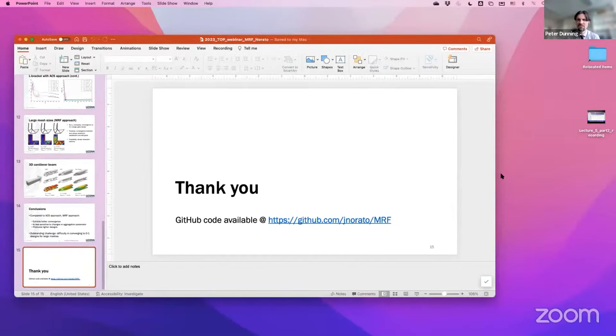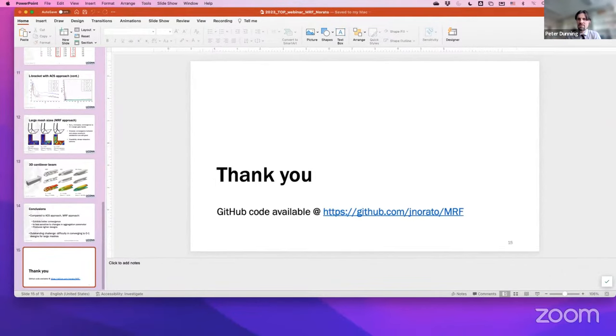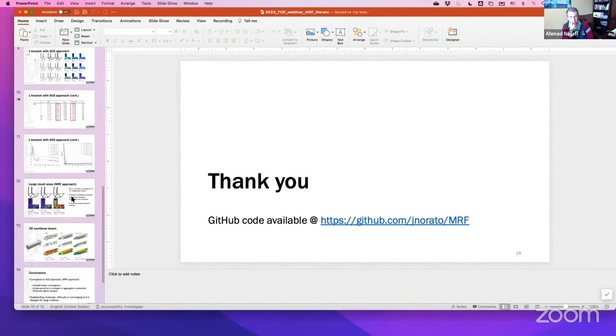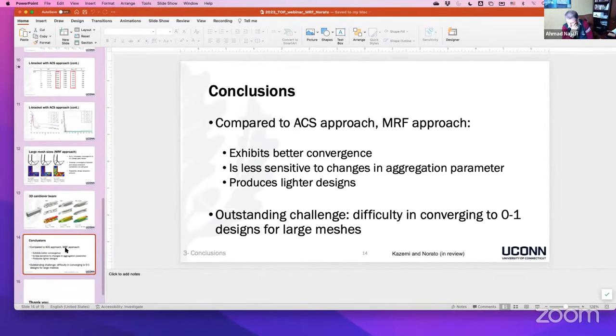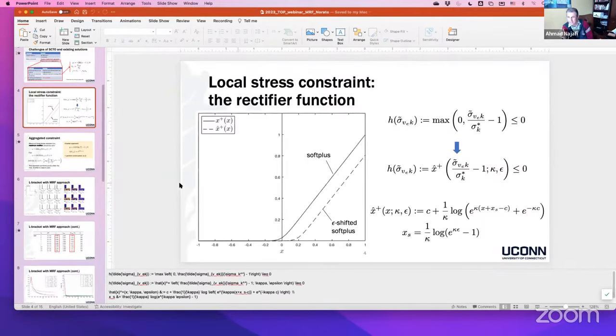Okay, thank you, Julián. So we have time for a few questions. Ahmad? Thank you, Julián, for the nice presentation. In your method, you had an epsilon shifting parameter that you said is user defined. How are you selecting that, and how sensitive is the final solution that you are getting to this?